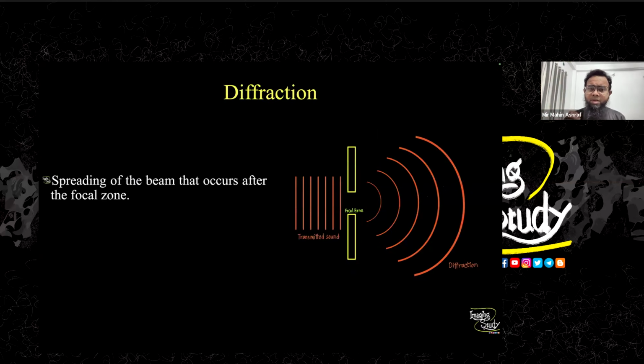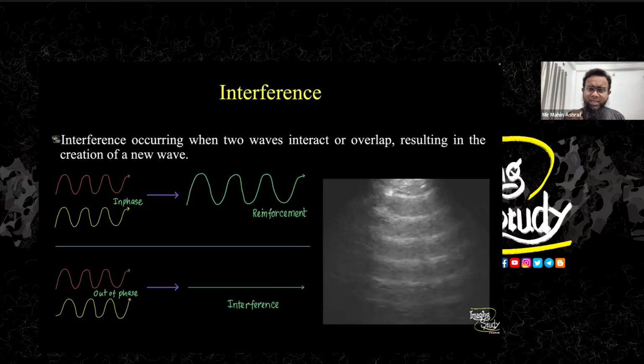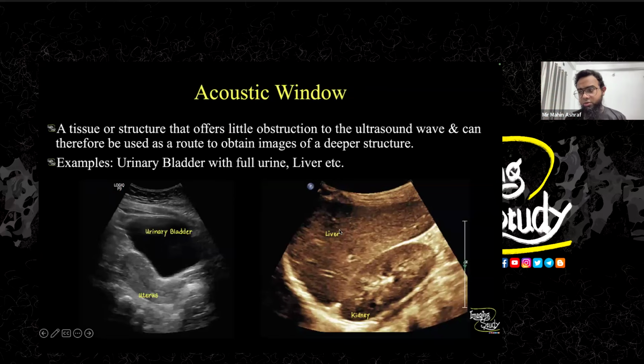Diffraction is the spreading of the beam that occurs after a tiny focal zone. So sound was going like this, and after a single point, it is just getting dispersed. This spread is called diffraction. Now, what about interference? When two different frequencies or two different waves meet each other and make a new wave, this is called interference. So this interference will also cause some artifacts, which we use during lung ultrasound, I think.